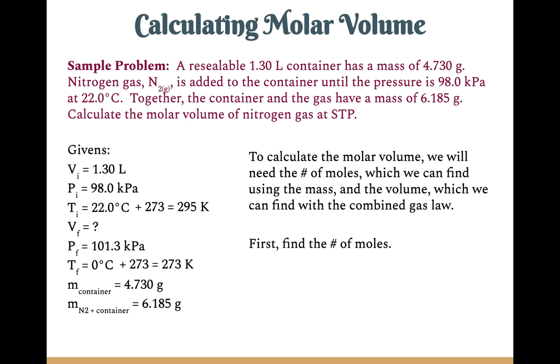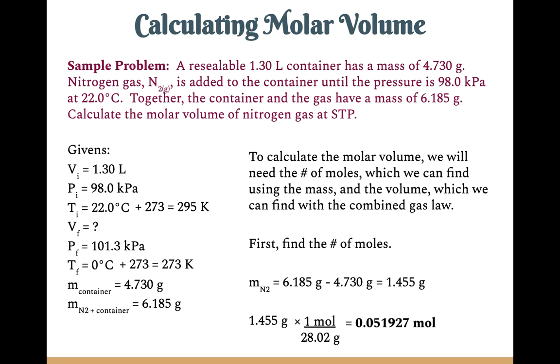So we need the mass of just the nitrogen, and we can find that by subtracting the mass of the nitrogen in the container, subtracting off the mass of just the container. So we get 1.455 grams of nitrogen gas, and then we're going to convert that to moles using the molar mass of N2. And we find that in this scenario, we have 0.051927 moles of nitrogen gas.